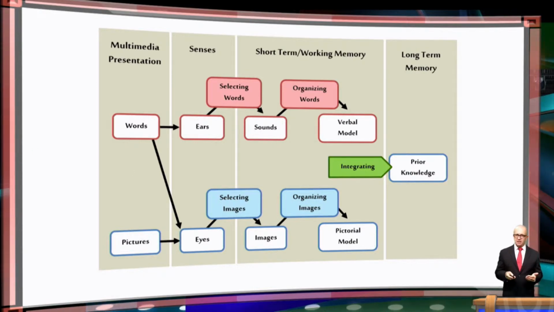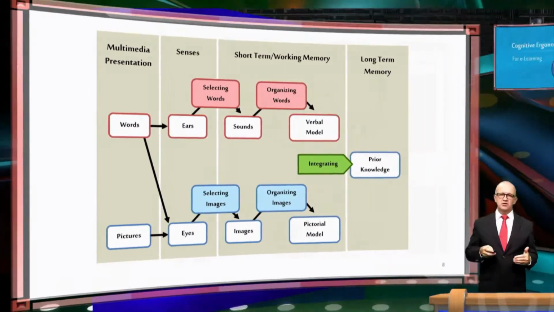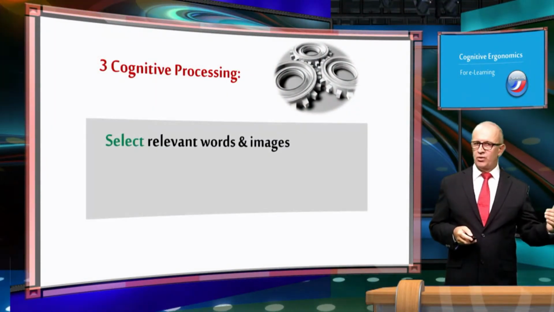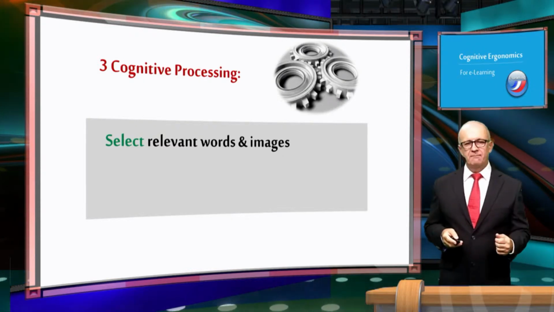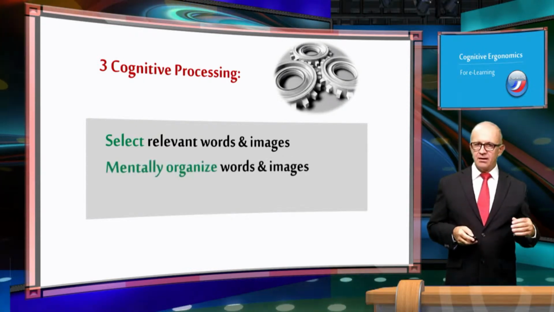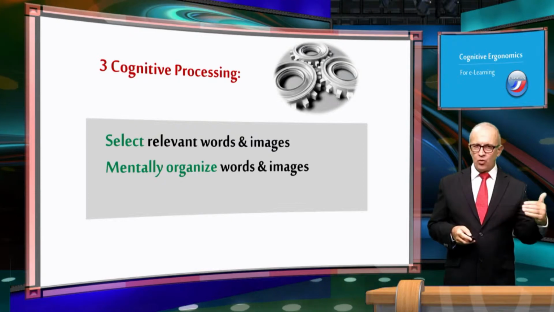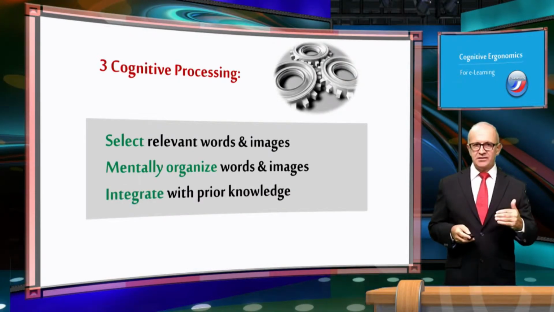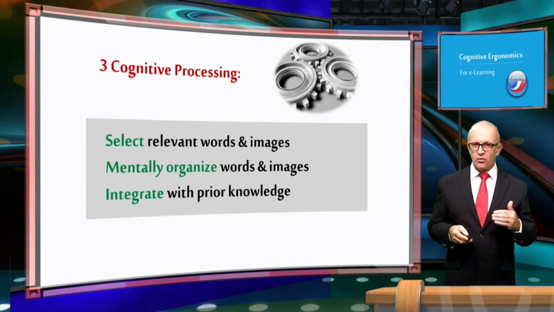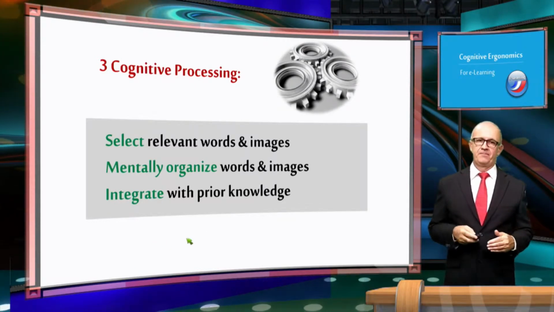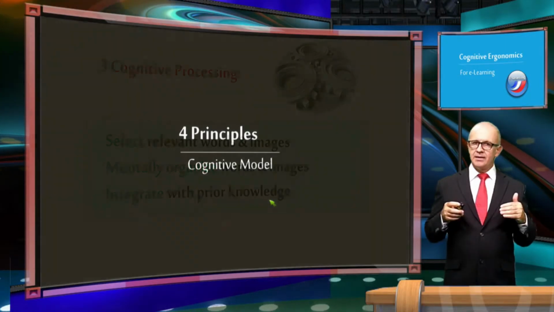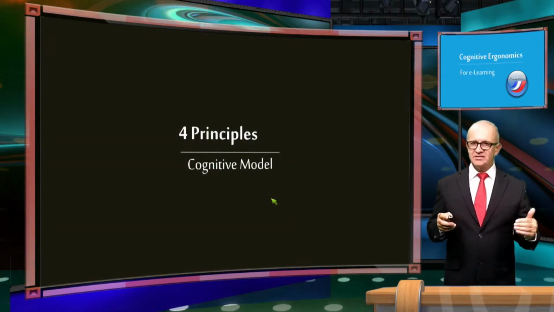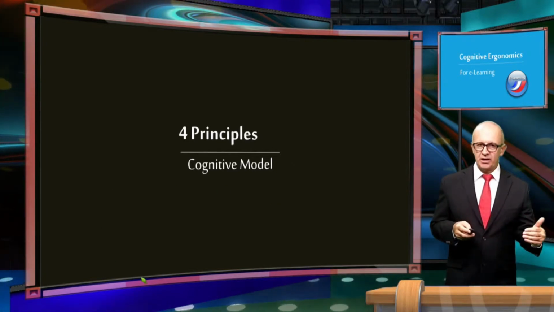To summarize, there are 3 important cognitive processes. Firstly, select relevant words and images. Secondly, mentally organize words and images. Thirdly, integrate the incoming knowledge with the existing knowledge. It is possible to identify 4 principles in the cognitive model.